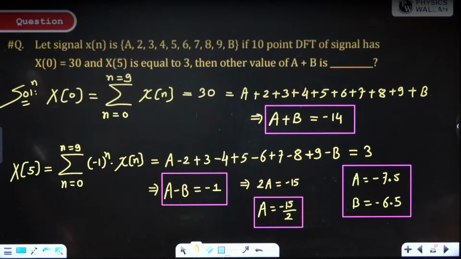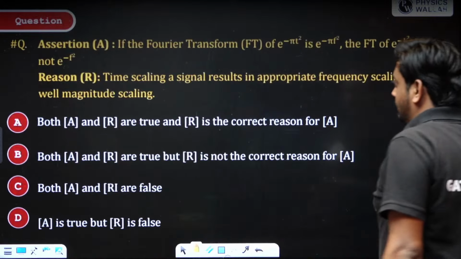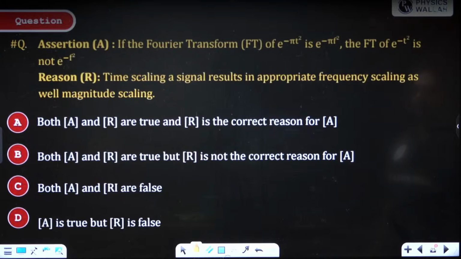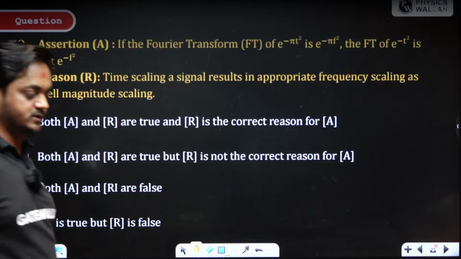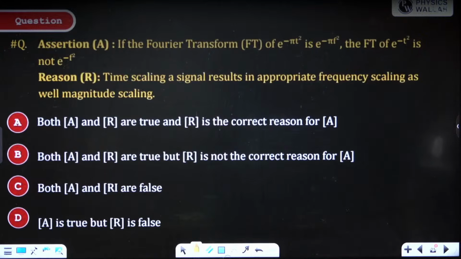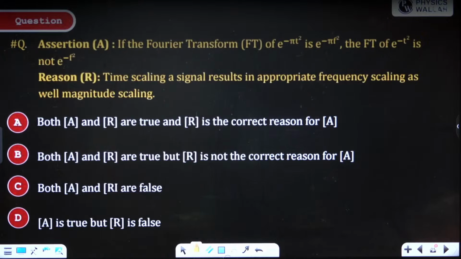Very good. Okay. Now see some important questions. If the Fourier transform of e power minus pi t square is e power minus pi f square, then the Fourier transform of e power minus t square is not equal to e power minus f square. Reason: time scaling a signal results in the appropriate frequency scaling as well as magnitude scaling. So tell me, assertion reason type question, which option should be the right answer?